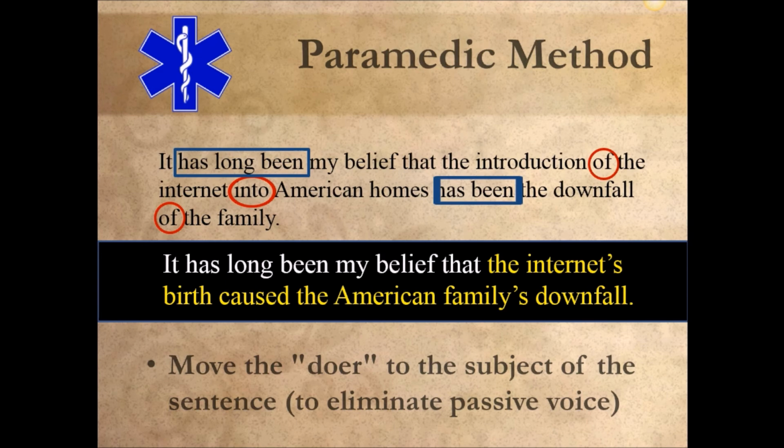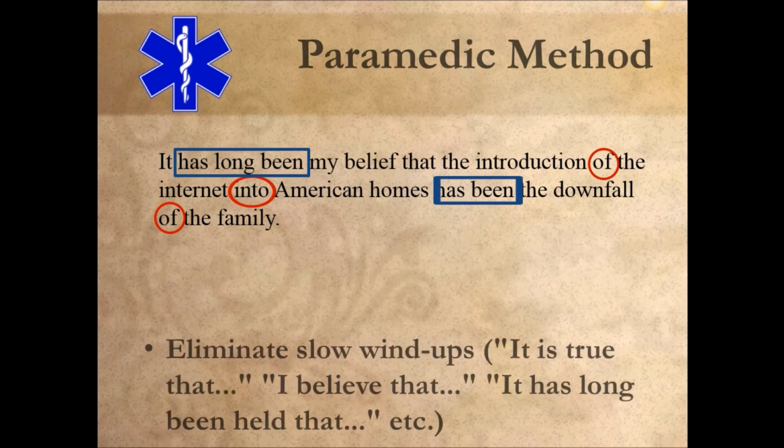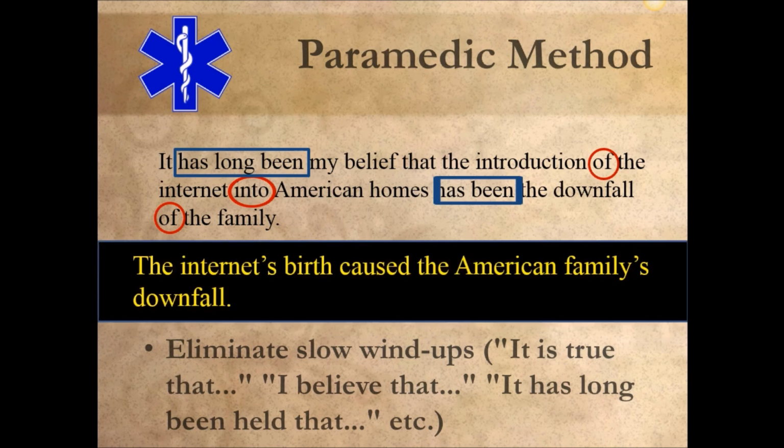Now we're starting to add some life to this sentence. Now we want to eliminate slow windups. In this case, the beginning of the sentence, it has long been my belief that, is a slow windup. If this is your paper, your reader understands that this is your belief. You're writing the paper, so you don't need to say, it has long been my belief that. You can just say, the internet's birth caused the American family's downfall.